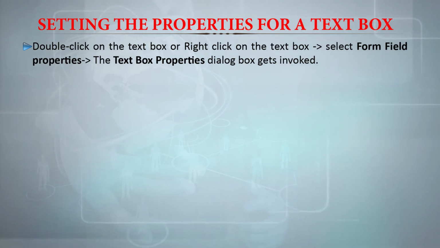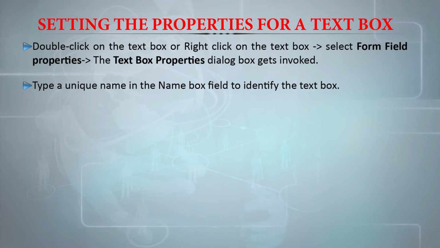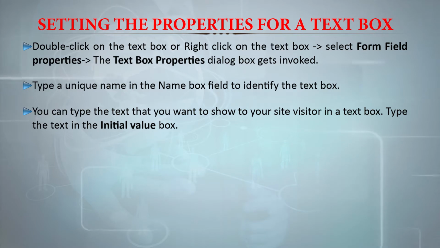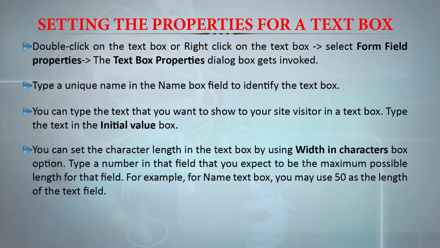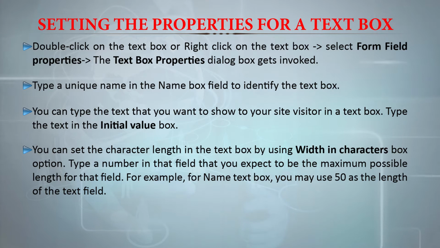The text box properties dialog box gets invoked. Type a unique name in the name box field to identify the text box. You can type the text that you want to show to your site visitor in a text box. Type the text in the initial value box. You can set the character length in the text box by using the width in characters option. Type a number in that field that you expect to be the maximum possible length for that field. For example, for a name text box, you may use 50 as the length of the text field. So it will allow you to enter 50 characters at the maximum.